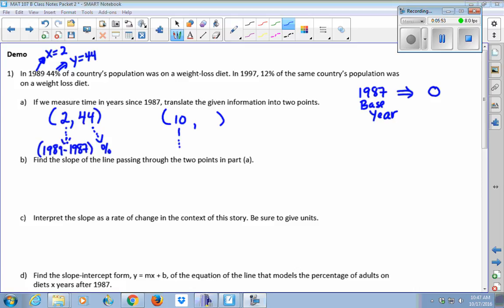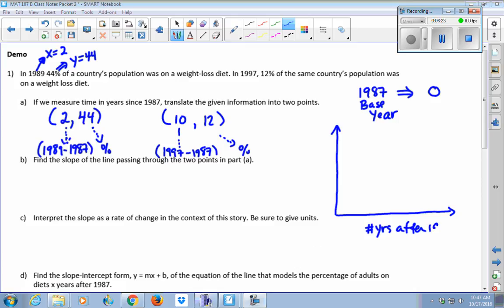10, because it's 1997. Take away 1987, it's 10 years beyond 1987, and 12 because that's the percentage of the population, right? Okay, so those are 2 points. And if we were to create a graph, which would just need the first quadrant in this case, remember down here would be the number of years after 1987, and along the y-axis, our dependent variable will be the percent of the country's population on a diet.